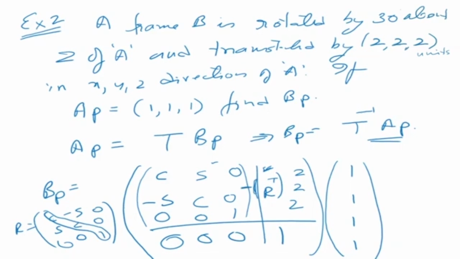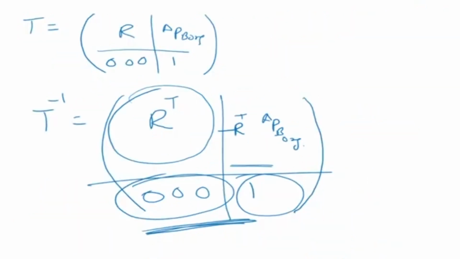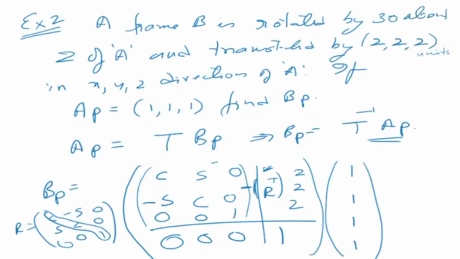Basically, we exactly did this process. I took the transpose of this, then minus transpose into APBORG. You multiply that out, and that is your matrix. Then we multiplied with AP. AP is given as 1, 1, 1, and we can find BP. Now this is showing us the use of the homogeneous transformation matrix. That means a frame which is rotated and also translated: if you express a coordinate in that frame, what is it with reference to the reference frame?